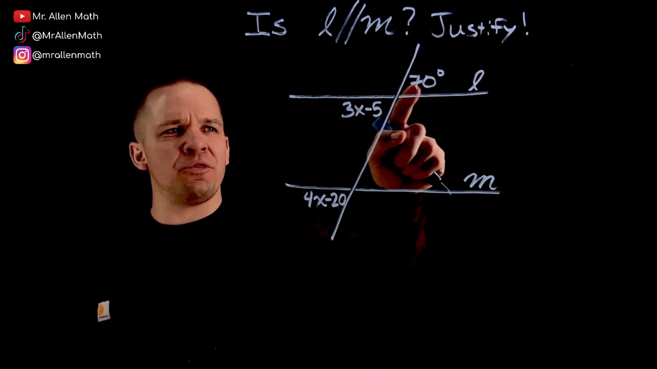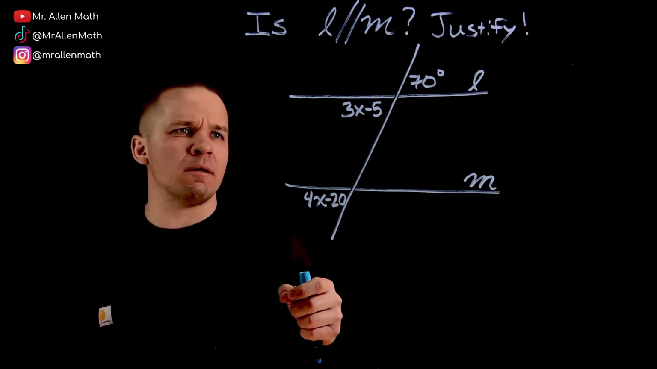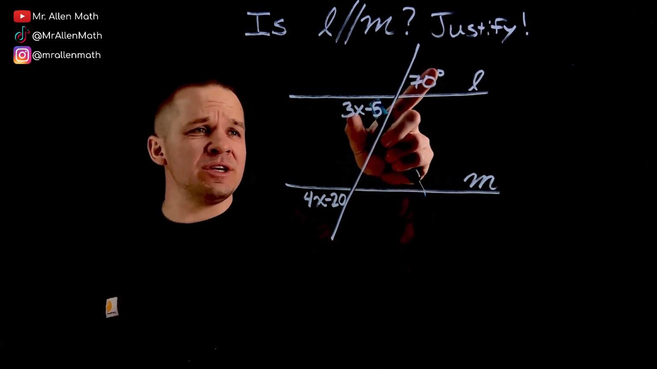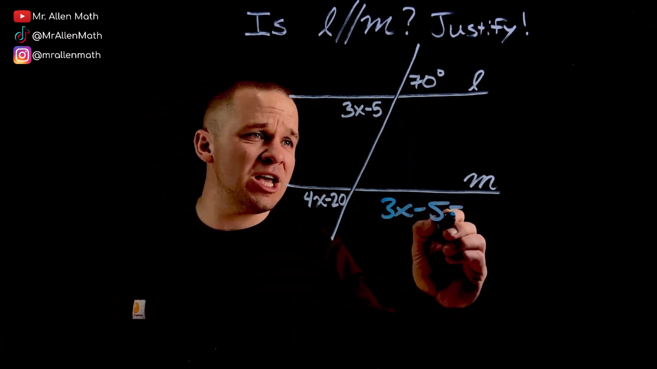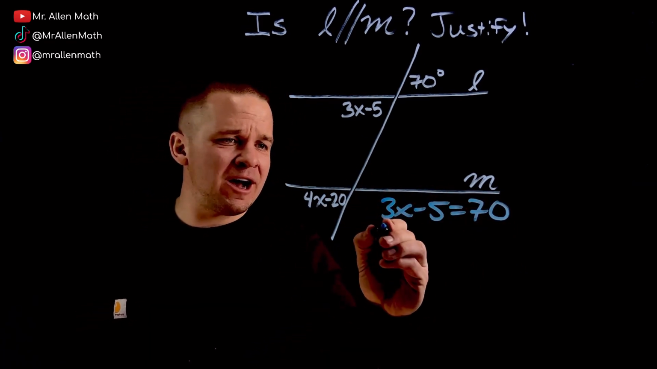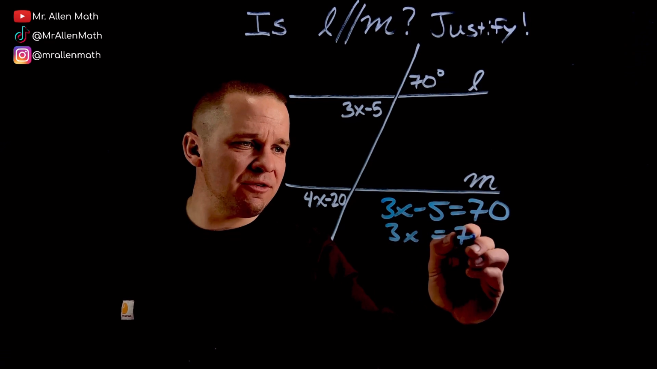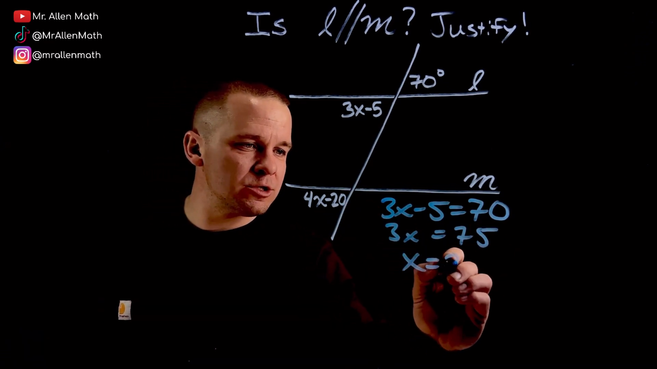What type of angles are these two right here? Those two are vertical angles, or opposite angles, some people call them, which means that they are congruent. And if these two are congruent, I can set them equal to each other. I'd have 3x minus 5 equals 70. And now I can add 5 to both sides. I'll get 75 here, and then I'm going to divide by 3, giving me x equals 25.